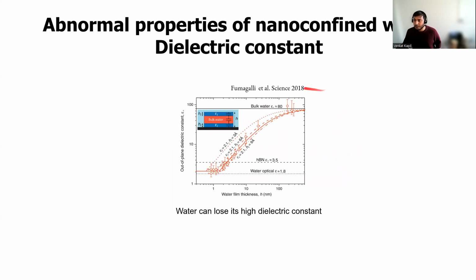The other very nice example is the dielectric constant, which shows that nanoscale confinement can also tune your electronic properties. Bulk water actually, when you start reducing the thickness of your layers, will reduce its dielectric constant, and after a certain point, the dielectric response will be the same as the optical limit of water, which means that there is no vibrational contribution at all. So again, this is a very interesting experiment which tells us how just pure topology can actually change the behavior of water.